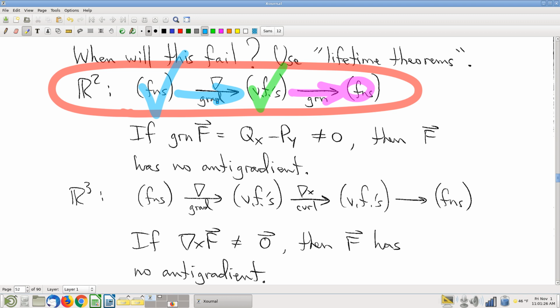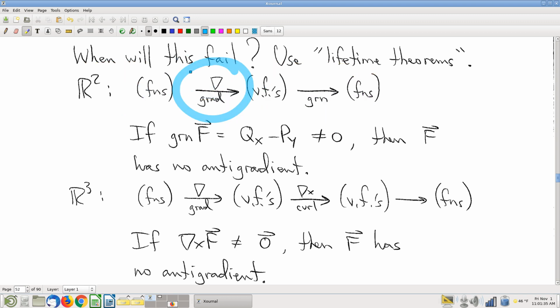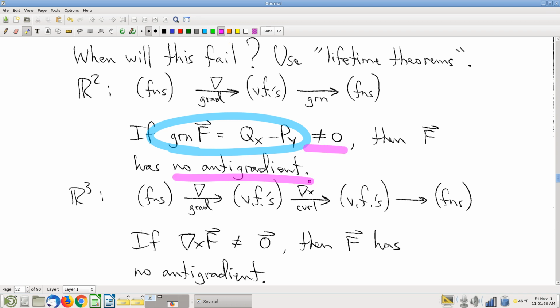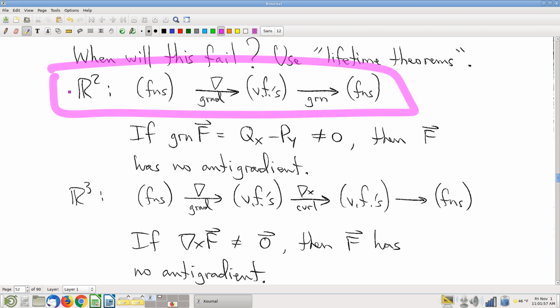So, neat little test. Right? I mean, it's kind of weird how it fits together just that way, and we already see a connection between the gradient operator and Green's operator. Right? Green's operator is the test for whether there's an anti-gradient. Not zero means no anti-gradient. So, neat trick. By the way, that's in R2.